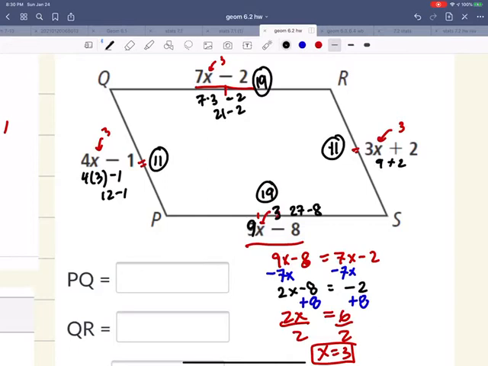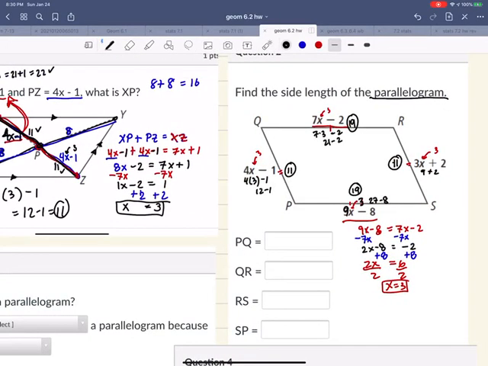Okay, so those are our lengths, and we just have to make sure we put them in the right places. So PQ, we got 11. QR, we got 19. RS, we got 11. And SP, we got 19. Nice work.